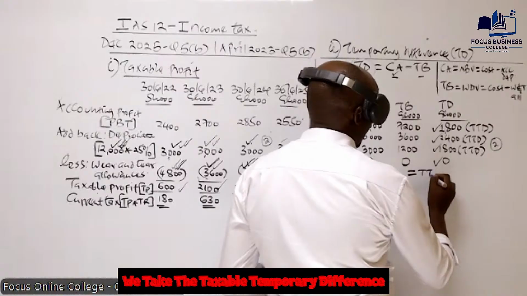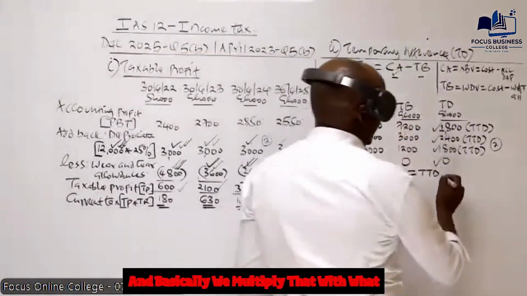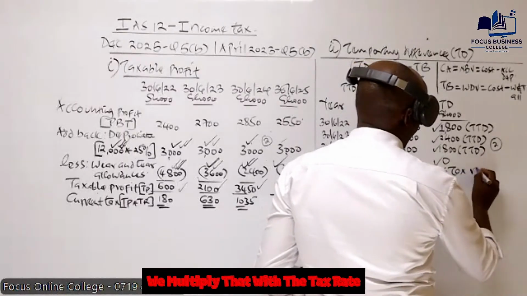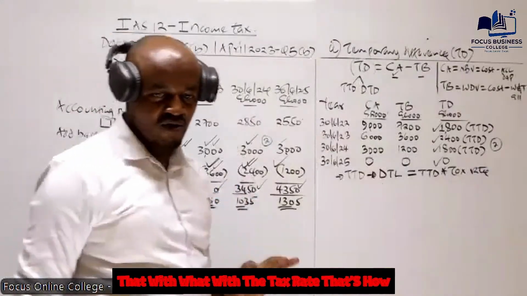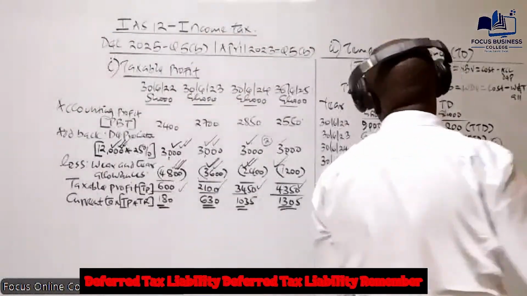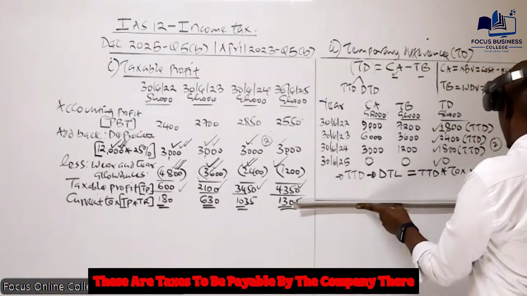We take the taxable temporary differences which we have there, and we multiply that with what? With the tax rate. That's how we compute the deferred tax liability. Remember, deferred tax liabilities are taxes to be payable by the company in the future.